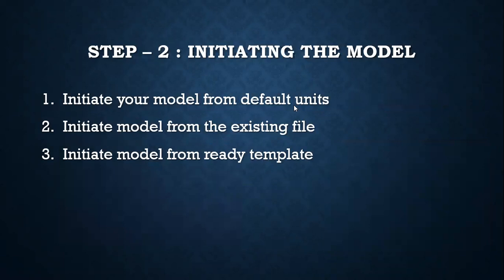Step number two, initiate the model. You can initiate the model in three ways. First way is you can initiate the model from the default units. The default units, what we saw in the previous slide: you change your default units as per your requirement and initiate the model based on the default units. Second, you can initiate the model from an existing file. This we will see at a later stage. The third is you can initiate the model from a ready template. So what are these? We'll just see.